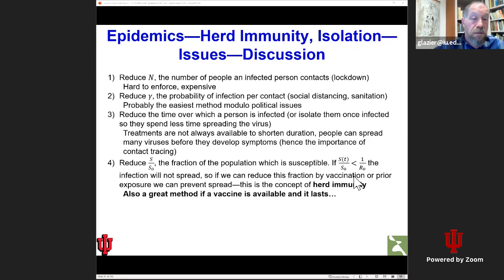There are different ways you could deal with the disease. You could reduce the number of encounters everyone has. This is part of reducing beta. That would be isolation, lockdowns. You could reduce gamma, the probability that when you meet an infected person, you get infected. That would be like wearing a mask or staying 6 feet apart. You could reduce the time over which a person is infectious. Antivirals might do that. Isolation after infection might do that. Or you can do vaccination, where you reduce the fraction of the population that's susceptible.